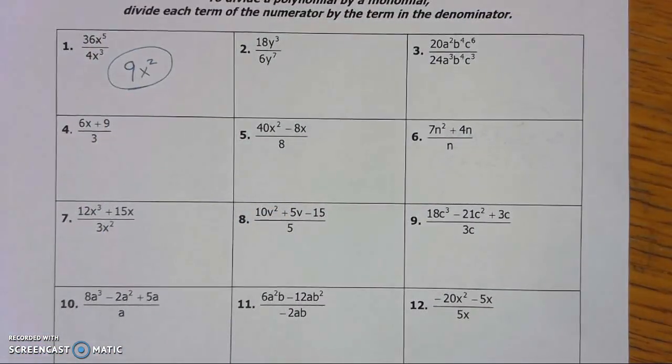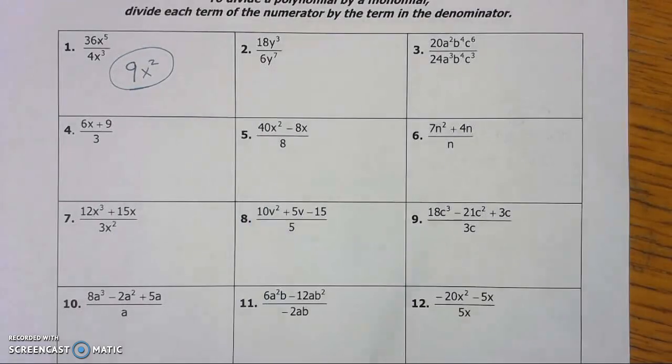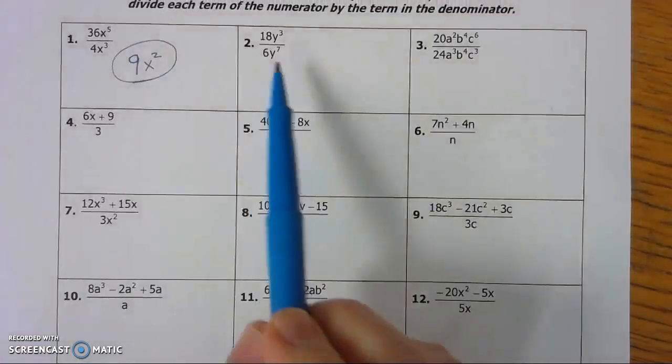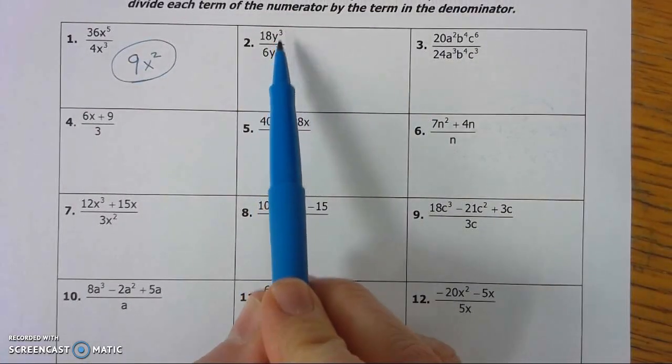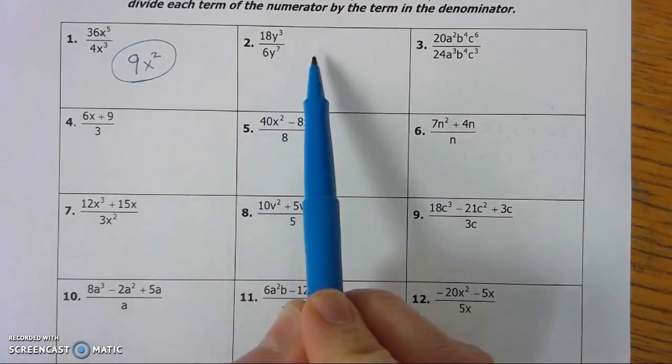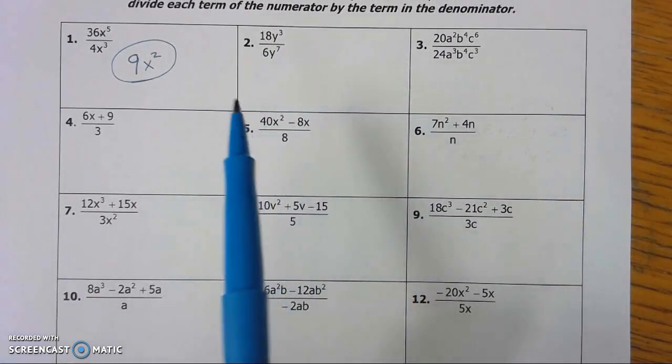Okay? On this side of the page, in this next one, 3 minus 7 is going to leave you with negative 4, and so it's going to be on the bottom.